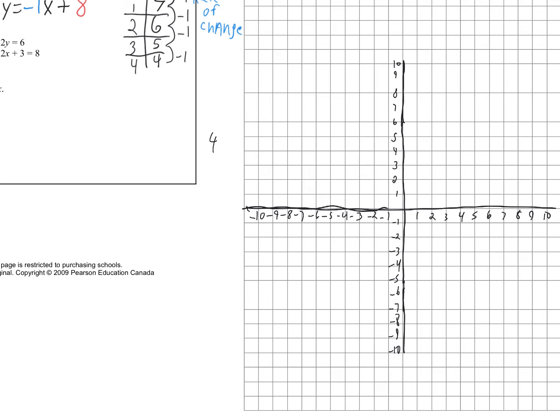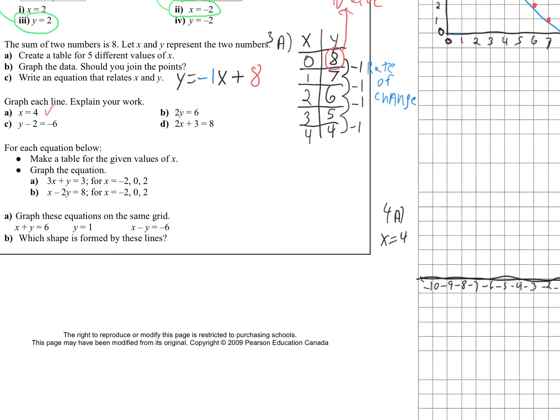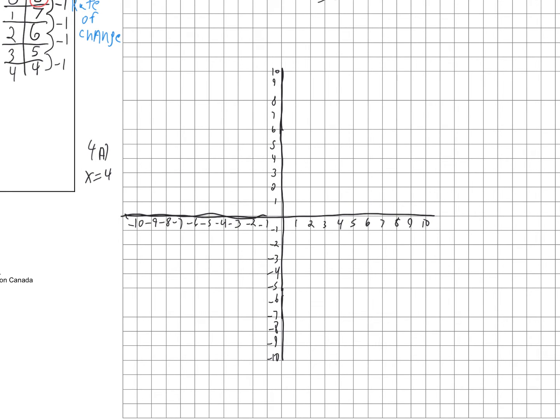There we have our graph, and the first one for 4a is going to be x equals 4. So x equals 4, just like we have right over here in 4a, which tells me that in 4a, we're going to have a vertical line that goes through +4. So for 4a, x equals 4, we have a vertical line like this one here.